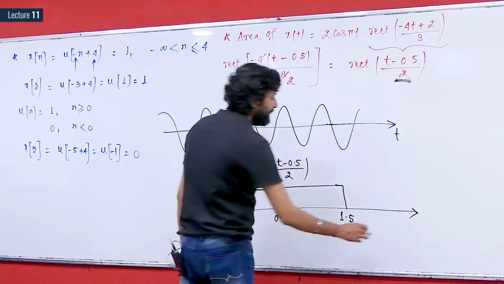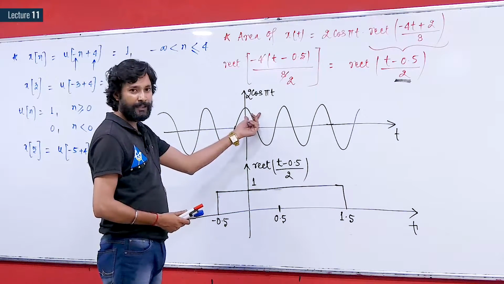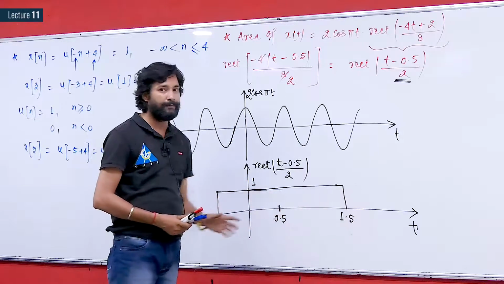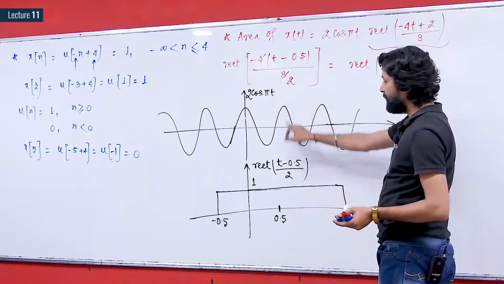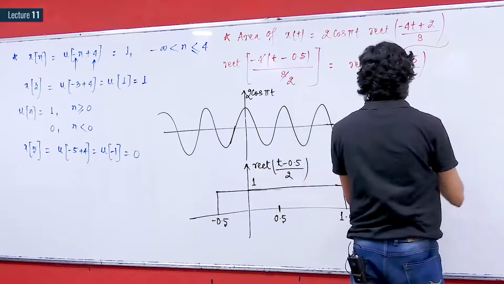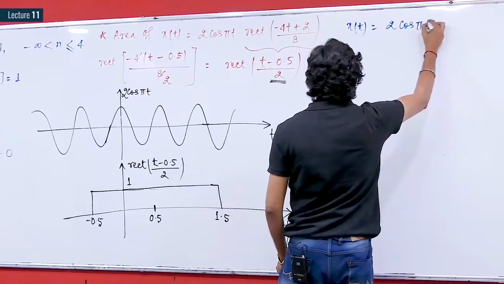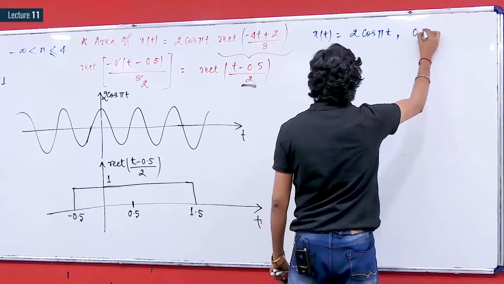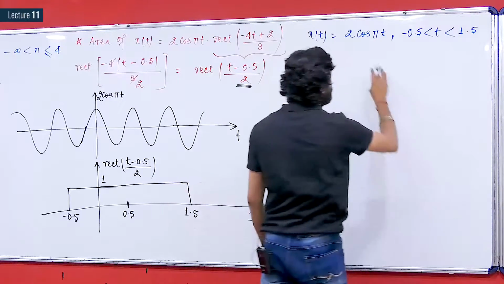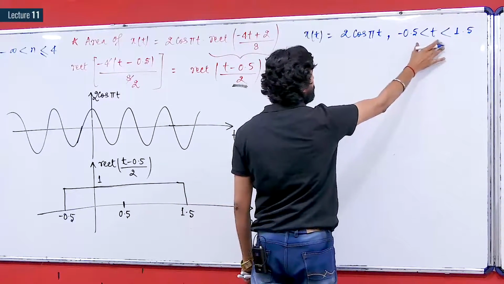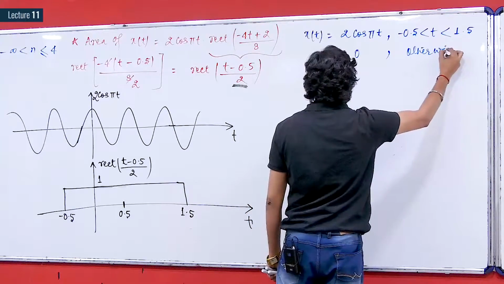So if you multiply these two functions, you get the plot of this function only in the duration from minus 0.5 to 1.5. This rectangle has value 1, so anything multiplied with 1 gives the same value. So x of t is equal to 2 cos pi t, but only in the interval when t is greater than minus 0.5 and less than 1.5. It means this function has this value only in this interval, and after that it is 0 otherwise.